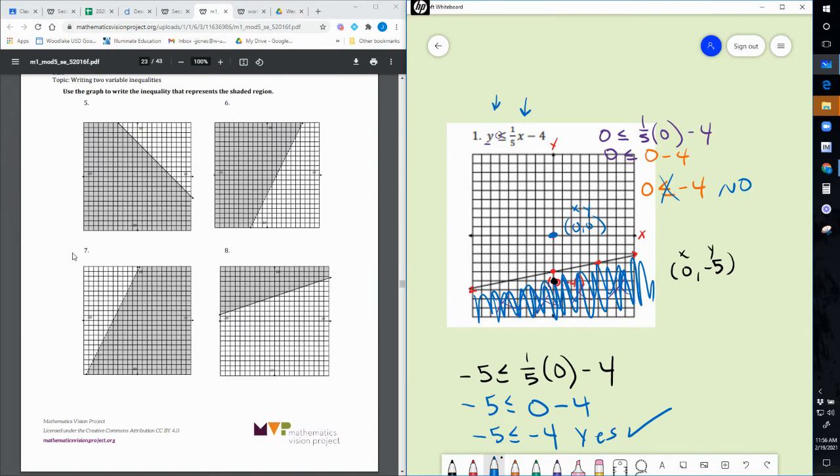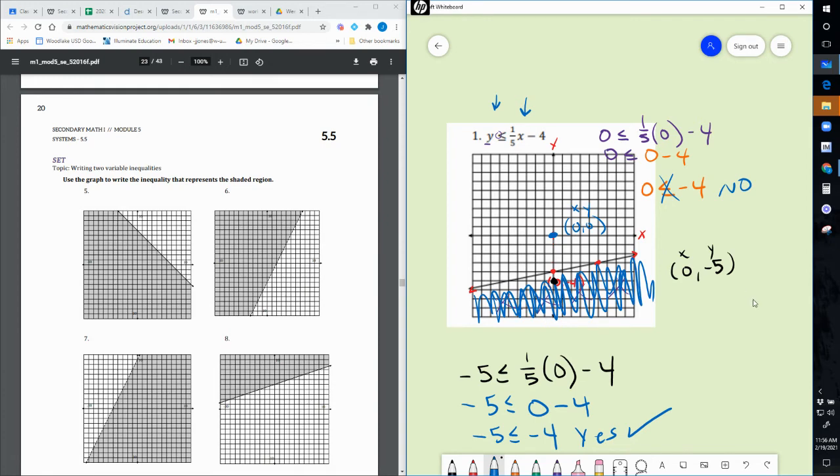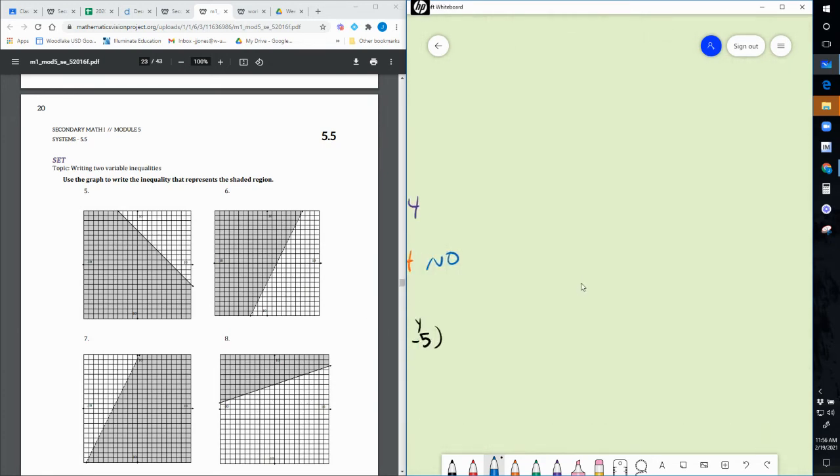All right, going down to the set portion. Use the graph to write the inequality that represents the shaded region. Okay, the very first thing you're going to have to do is figure out the equation of the line, and then you're going to have to figure out a couple other things, right? So what do you need to write the equation of an inequality? You need the equation of the line. And I think that most people write it in slope-intercept form. So what's it look like in y equals mx plus b form? Okay, that's the first thing you're going to need.